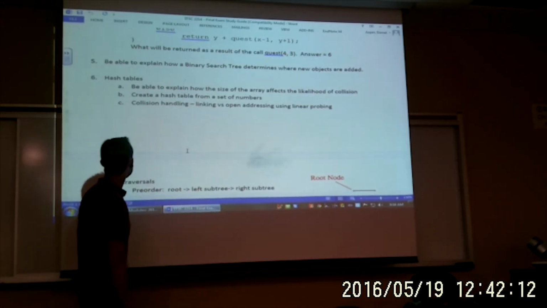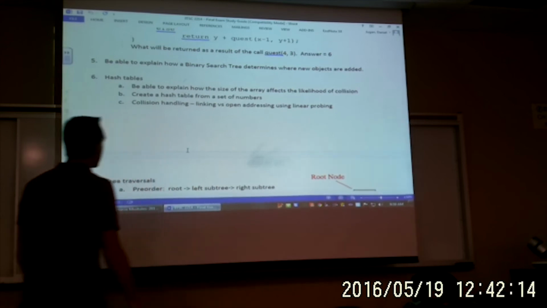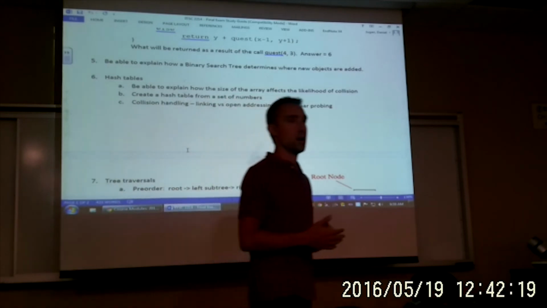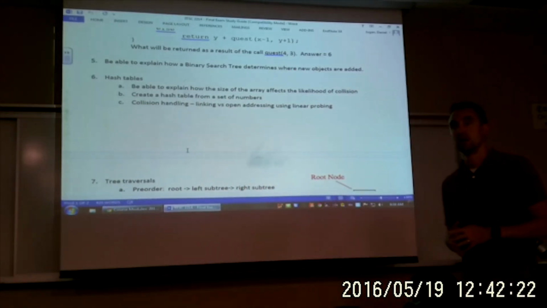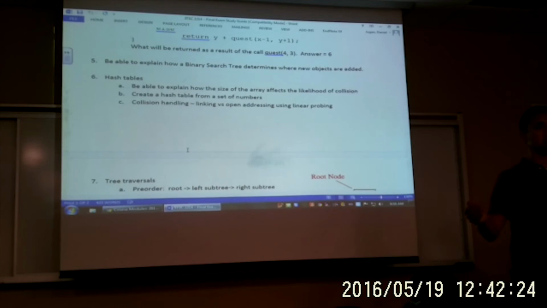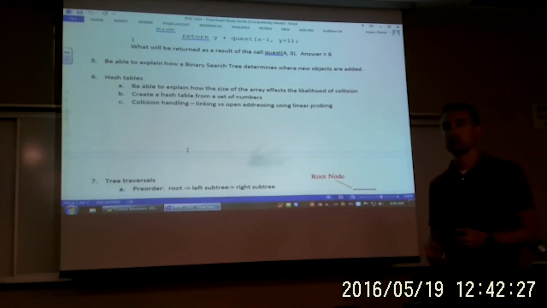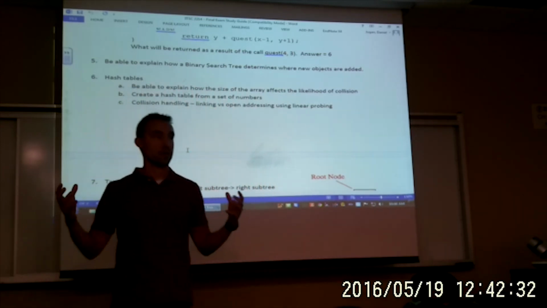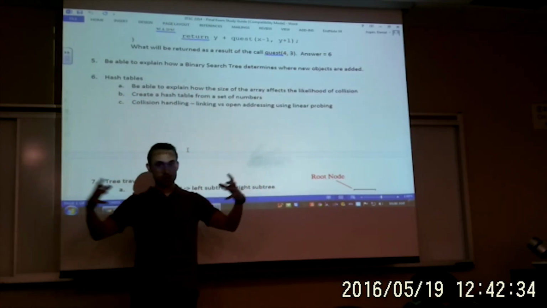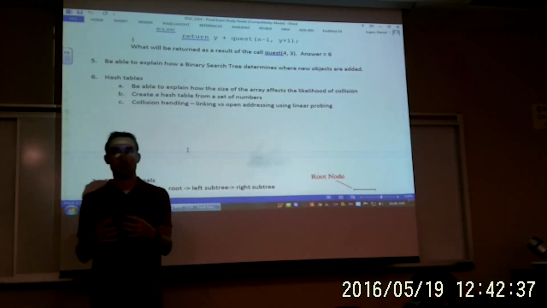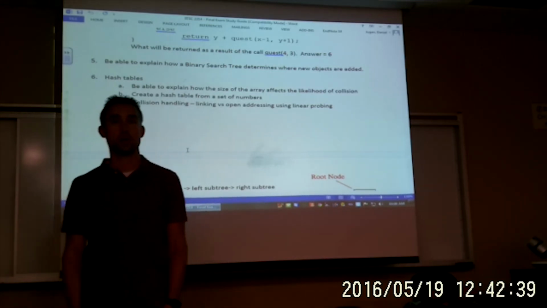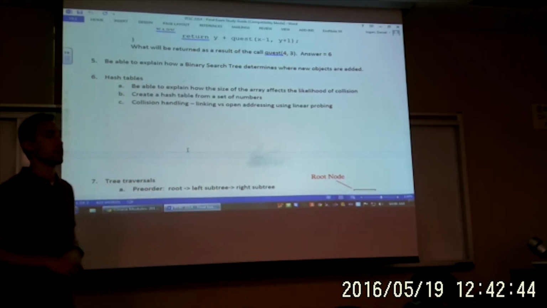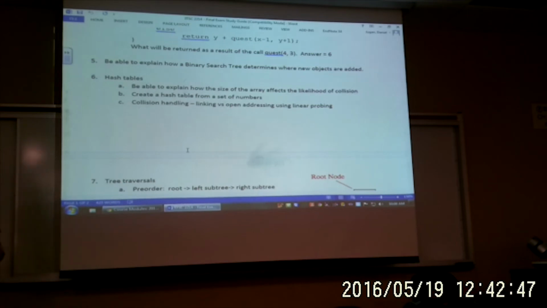Hash tables, number 6. Almost over. Be able to explain how the size of the array affects the likelihood of collision. Something we talked about a lot, hopefully kind of fresh in your mind. The larger the array, the more available spots there are, the less our compression method has to take the key and squeeze it into a smaller space. Therefore, the less likely we are to encounter collision. The larger the array, the less likely we are to collide. Question?